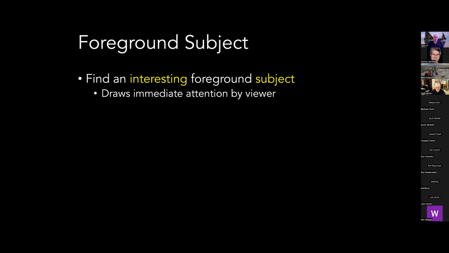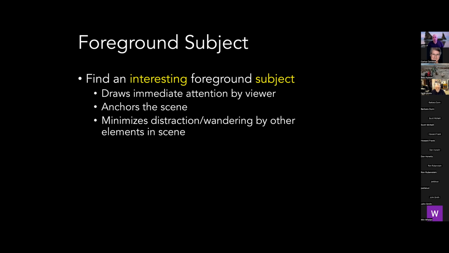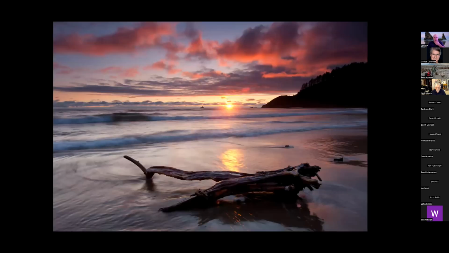So my first huge tip for this is get a foreground subject when you're doing wide angle photography. It draws immediate attention by the viewer. It anchors the scene and it can minimize distraction and wandering. Because you have so much information in a wide angle photograph, remember information overload, having a really evident and sometimes dynamic foreground subject can do a lot to anchor the viewer and keep them from just wandering aimlessly around the photograph.